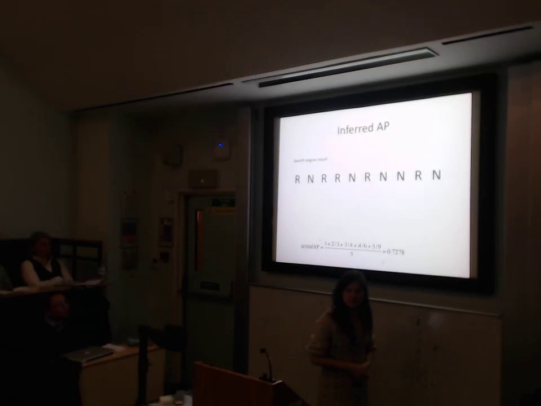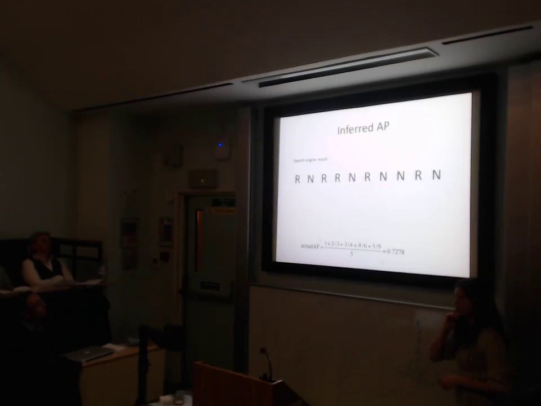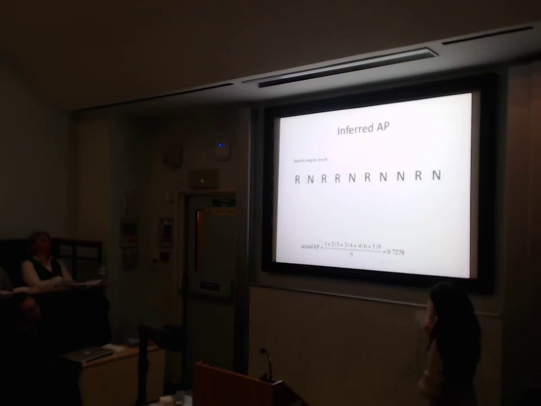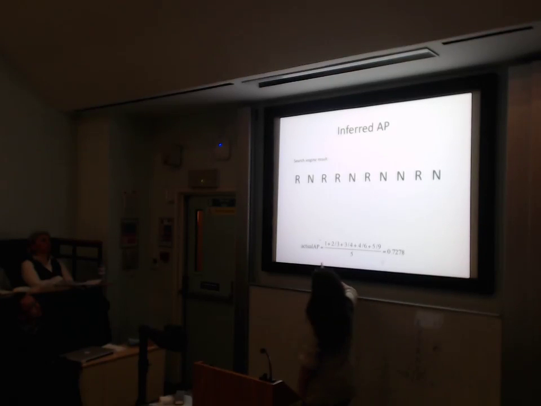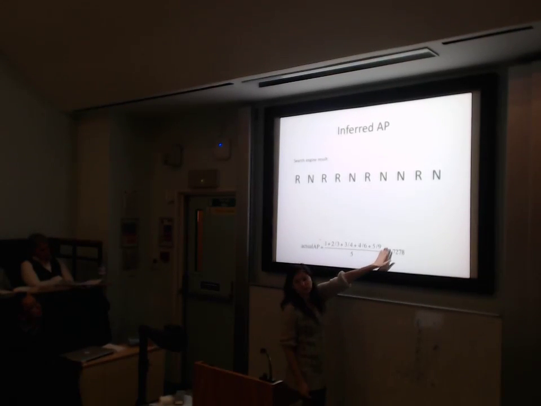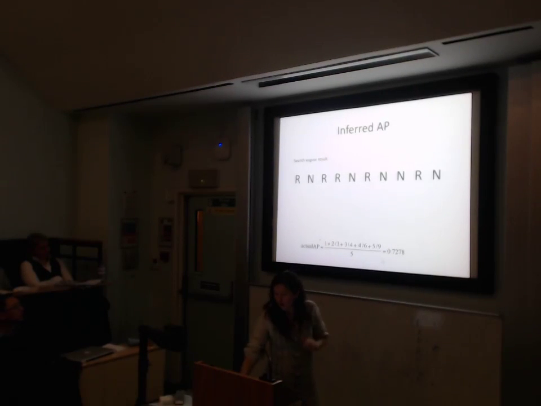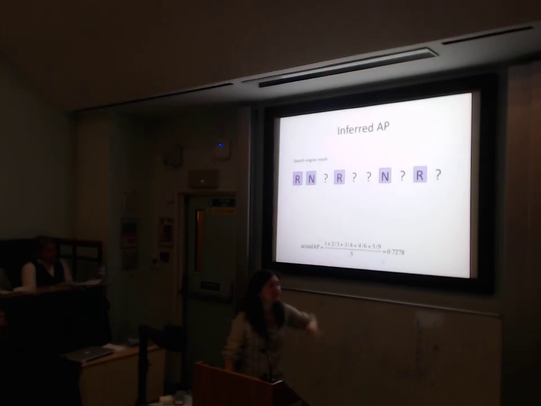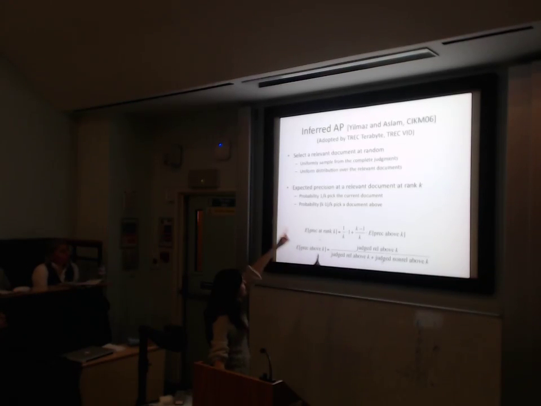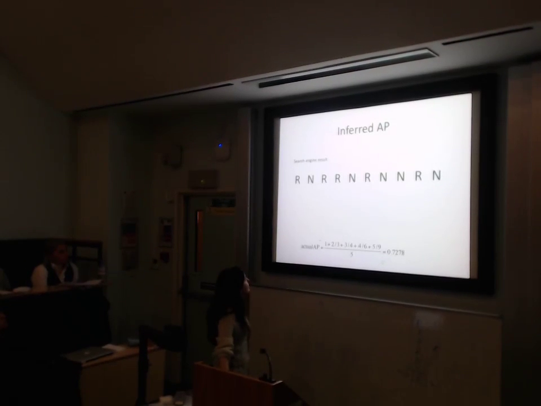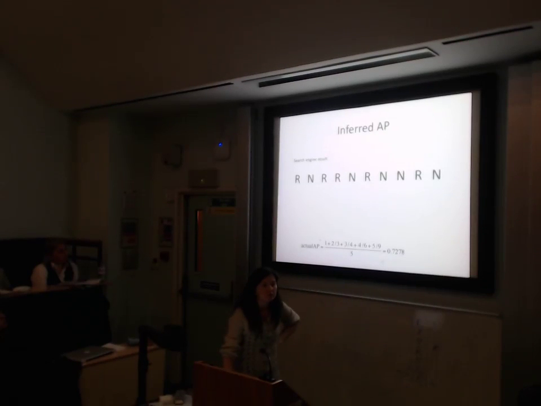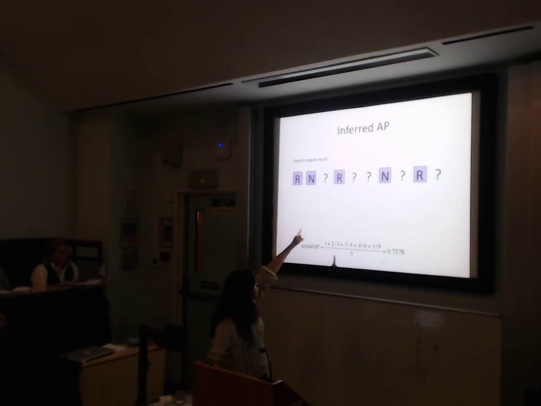Let's have a look now to see whether it really works. So this is our ranked list of documents. And if I were to compute actual average precision for this system, I would get this value. It starts from here to here. Now, how can we use this approach that we just described, which is called inferred AP, to estimate the value of average precision for this system if I only had these documents judged?